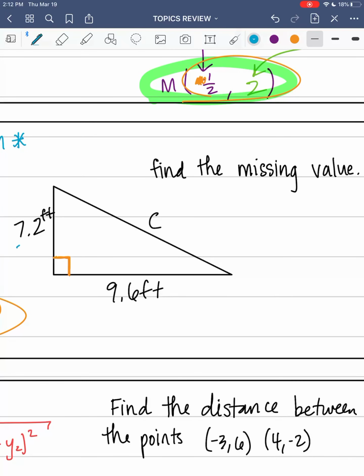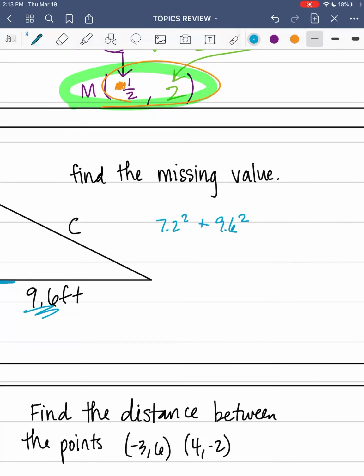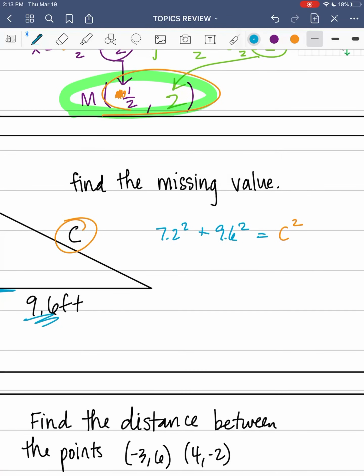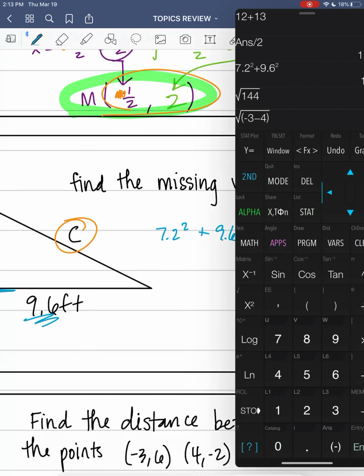So we have 7.2 as one of the legs plus 9.6. So these are the ones right next to the right angle. Plus 9.6 squared. That's going to equal the long side, which we're going to call C squared. And we're trying to get C by itself. So 7.2 squared plus 9.6 squared. Let's do that on our calculator.